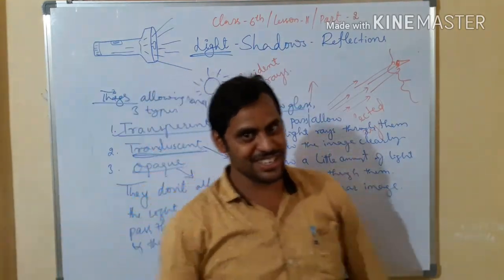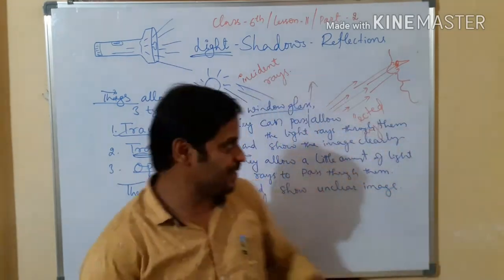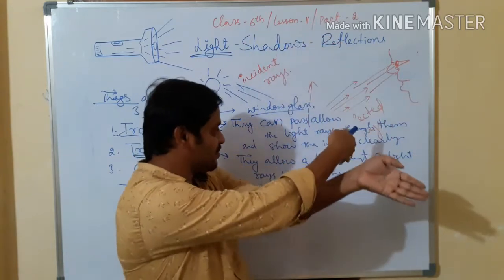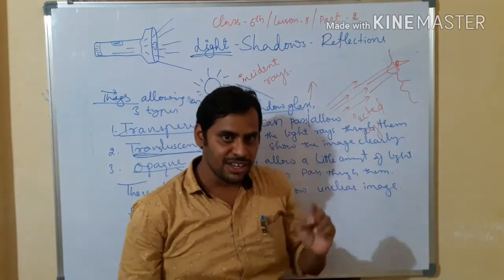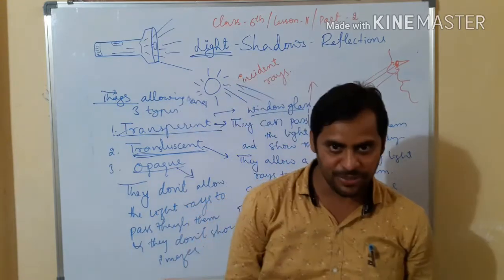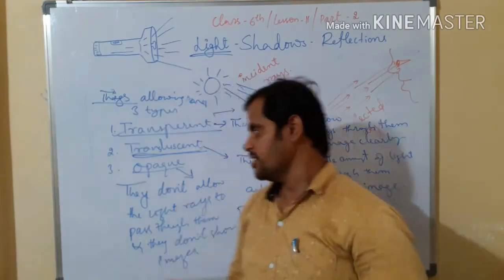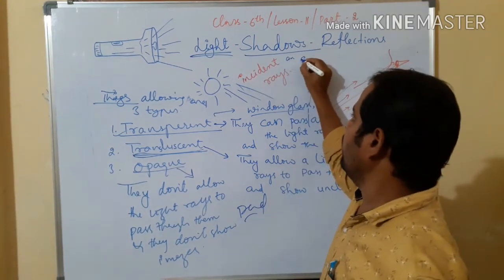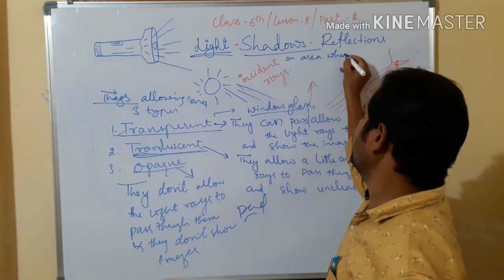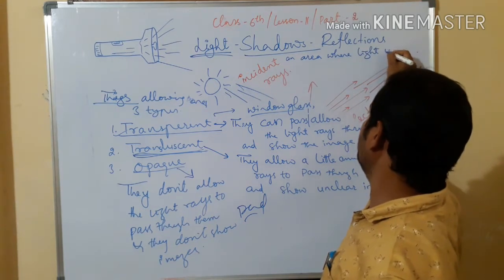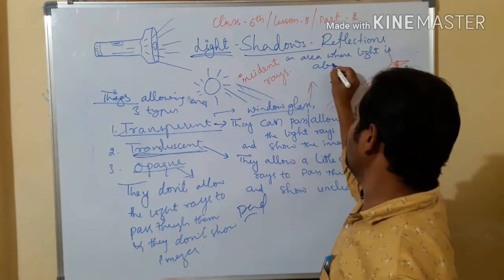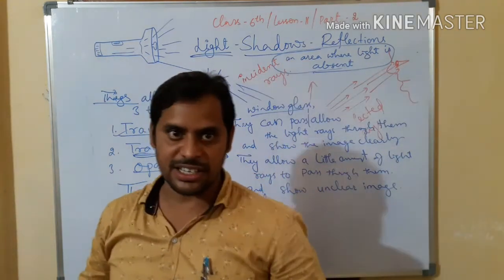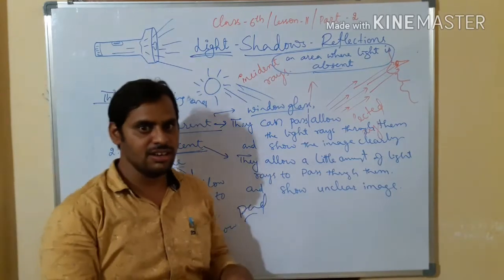What is meant by shadow? Have you seen your shadow? Right. For example, when I'm explaining the lesson, this is the shadow, right? Whatever falls down, it is a shadow. Can you define what actually a shadow is? What is the shadow? Shadow is simply an area where light is absent. Very good. An area where light is absent, it is called shadow. That area is called shadow.